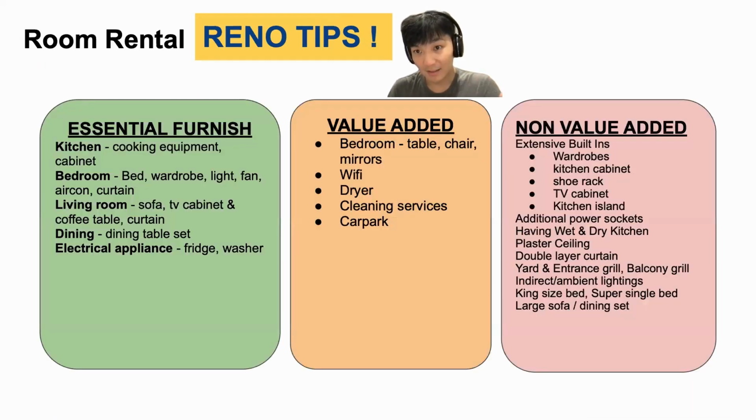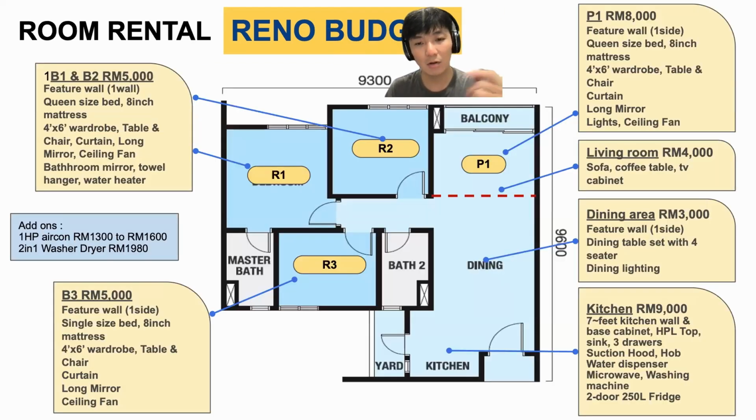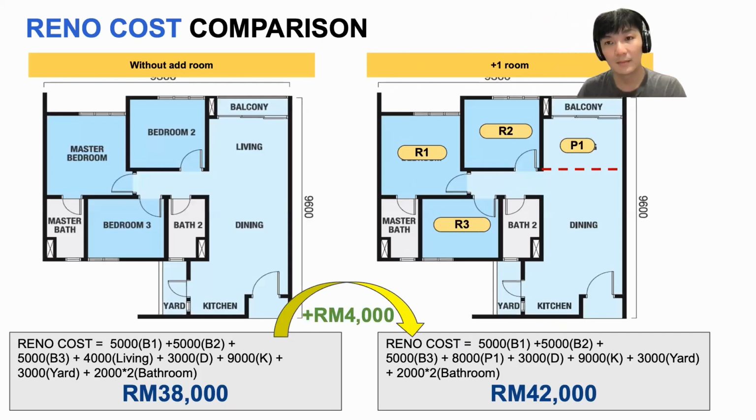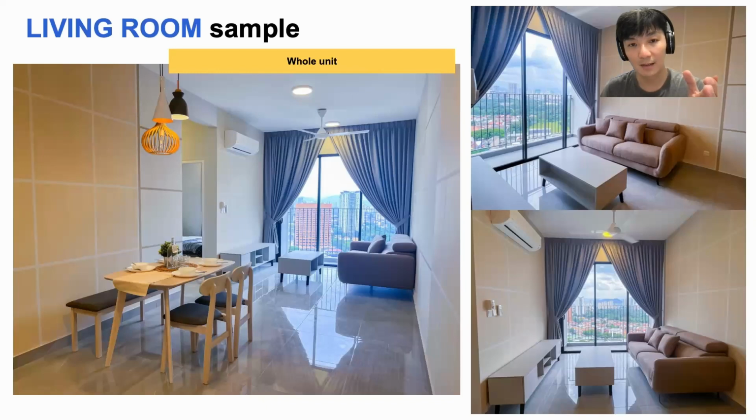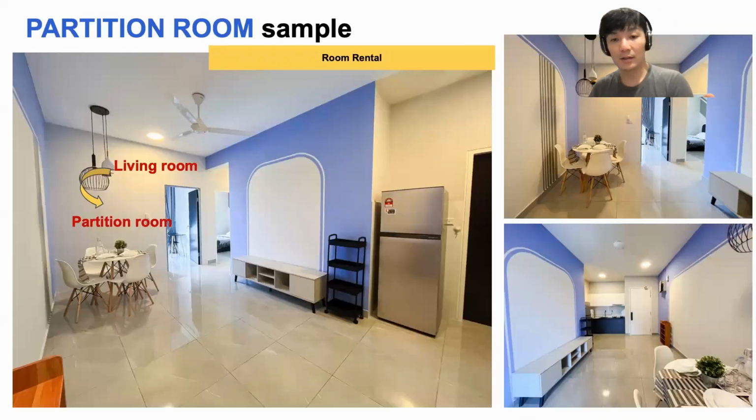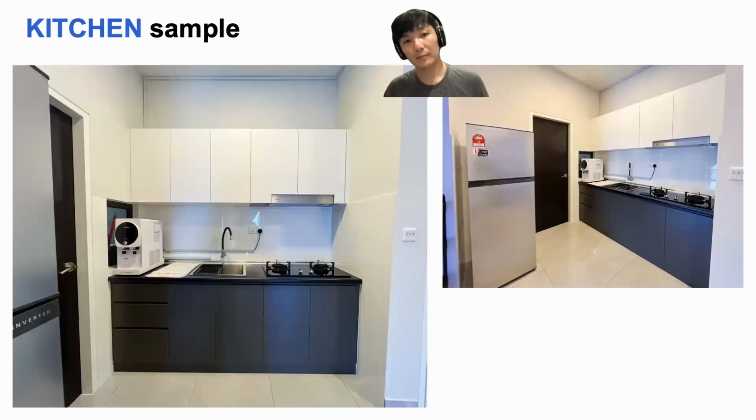Yeah, this one. Extensive built-ins. If you do a shoe rack outside at the entrance area, from the floor to the ceiling, easily it will cost you another 1,000, 2,000 ringgit. So it's really not value for money. So we go back to this. Yeah, partition. Okay, how do the room and the other spaces look?